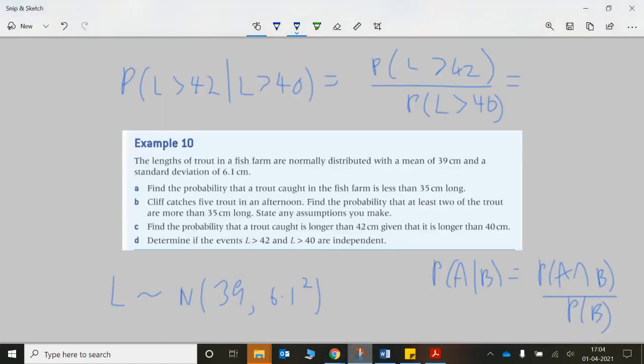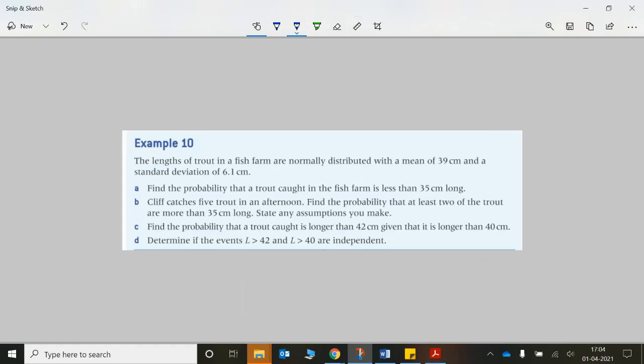Okay, so in the last part, it says, determine if the events L is greater than 42 and L is greater than 40 are independent. Now remember, if A is independent of B, then the probability of A won't be affected by the fact that B has already happened, given that B has happened. So this is a test for independence. If this is true, then they are independent. If it's not true, then they are not independent.